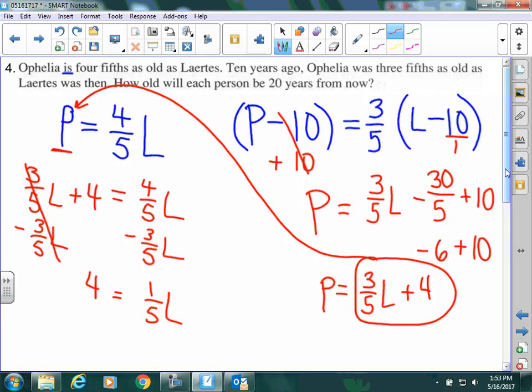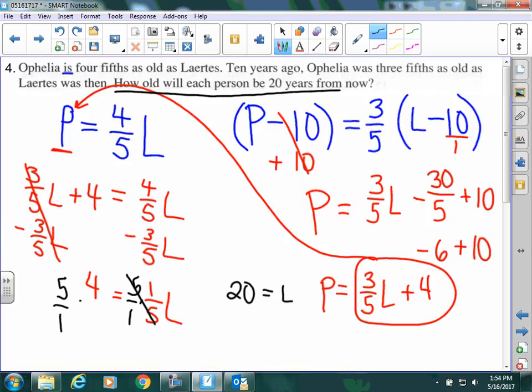I do not want to find 1/5 of Laertes. I want to find just 1. So I'm going to multiply by 5, so the 5's cancel. So I have to do the same thing over here. 5 times 4 is 20. That equals L. And it says how old will each person be 20 years from now? So 20 years from now, Laertes is going to be 40. So Laertes is 40.